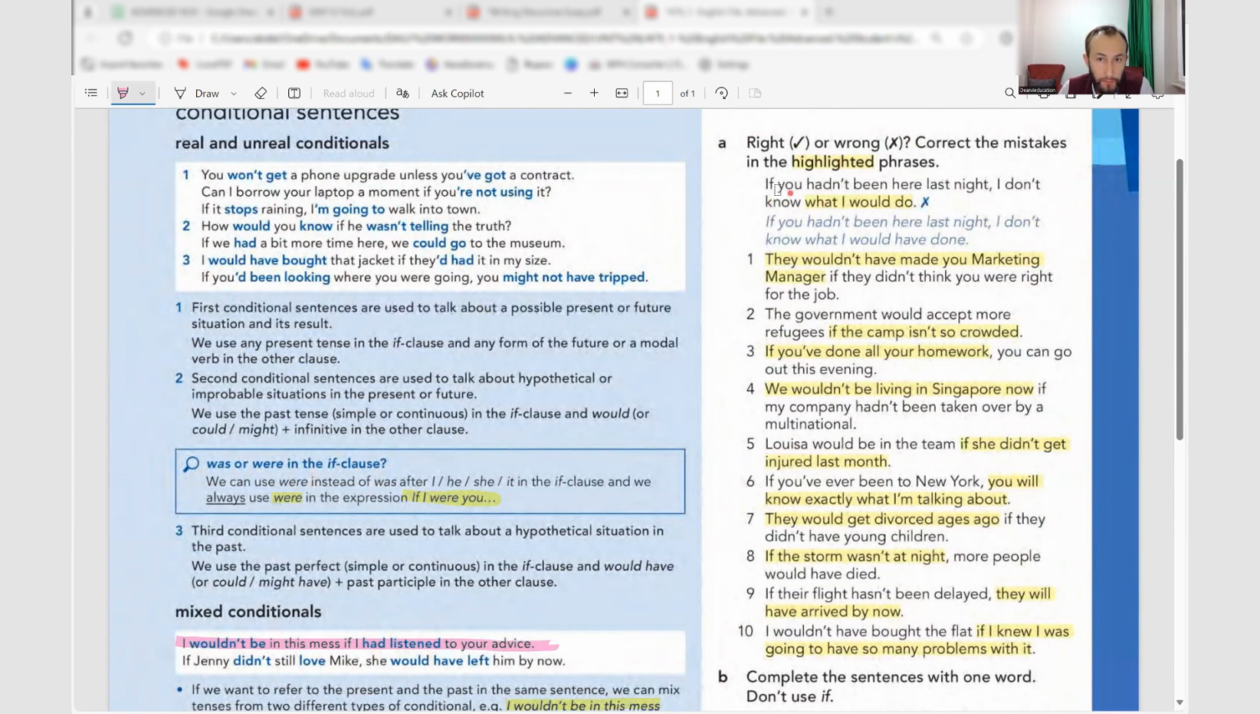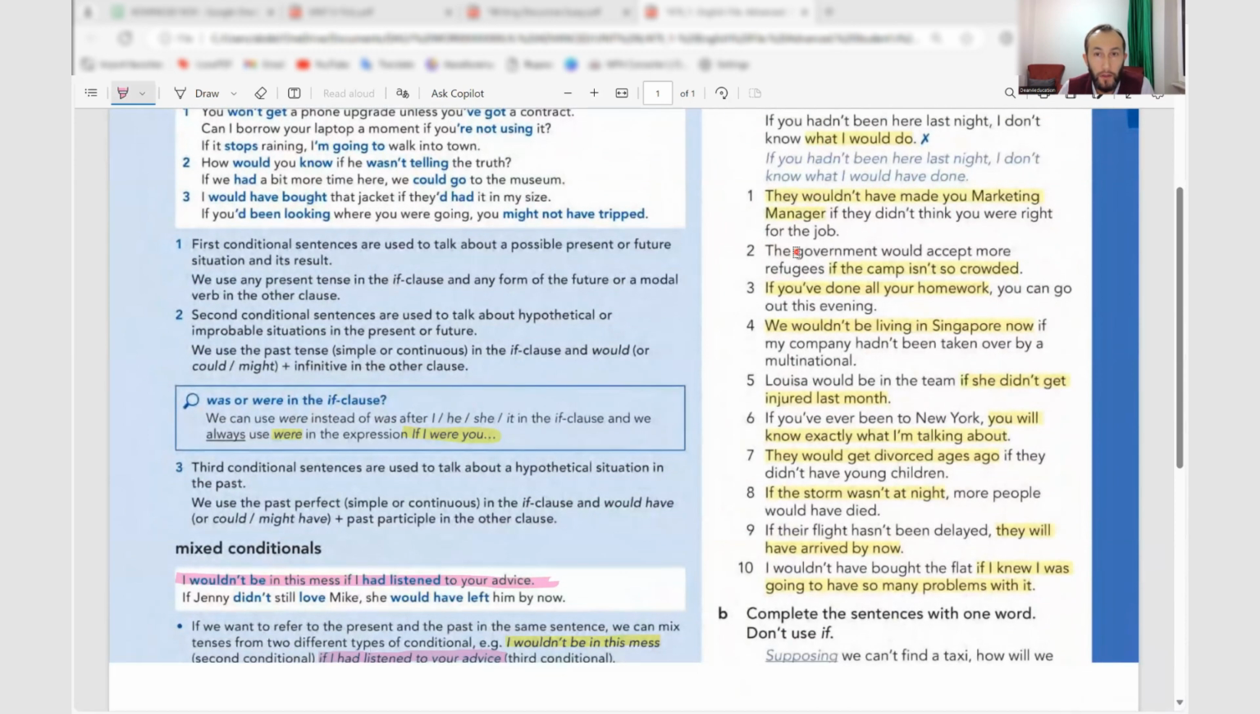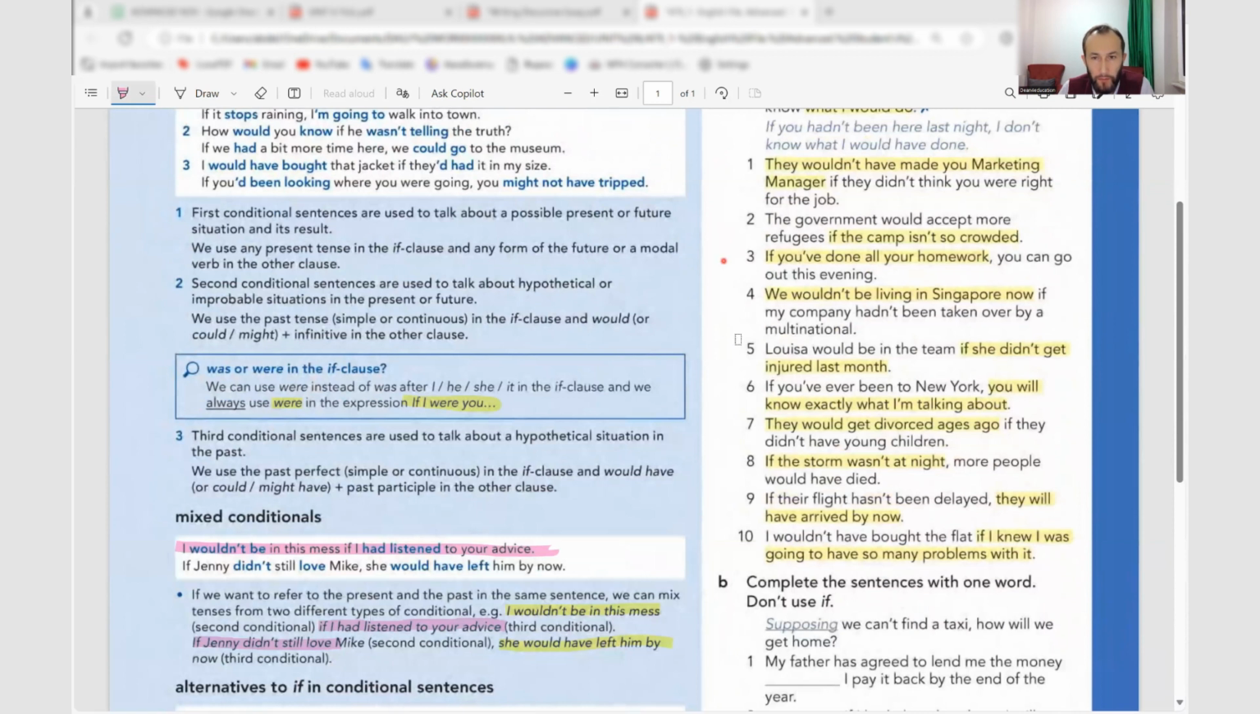The first one. If you hadn't been here last night, I don't know what I would do. I would do is wrong because I'm talking about yesterday. This is third conditional. I don't know what I would have done. What I would have done, you see, correction. So yeah, maybe 5 minutes. You go through 1 till 10 and we discuss together after that.